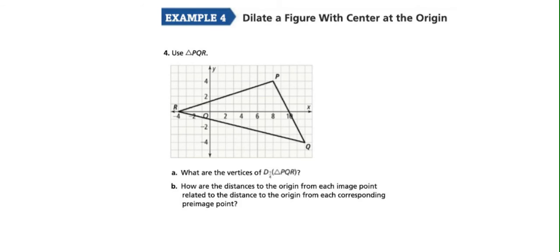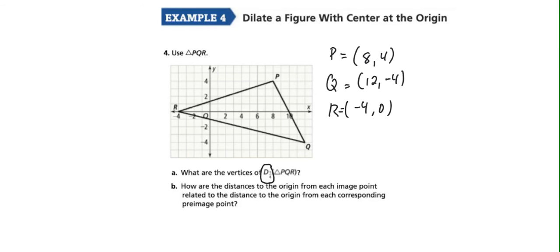about the origin. So this was like before, earlier when we were given the points and we just used the dilation given. Our P, we can see, is at 8, 4. Q is at 12, -4. And R is at -4, 0. We're doing a dilation of 1/4. Our scale factor is 1/4. So we multiply by 1/4 to the x and y's.